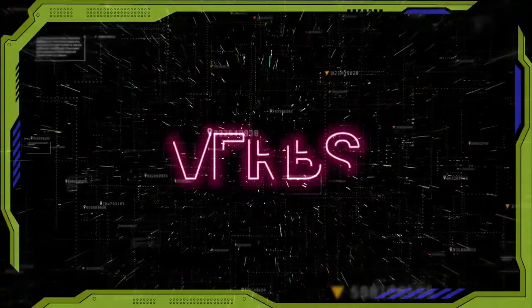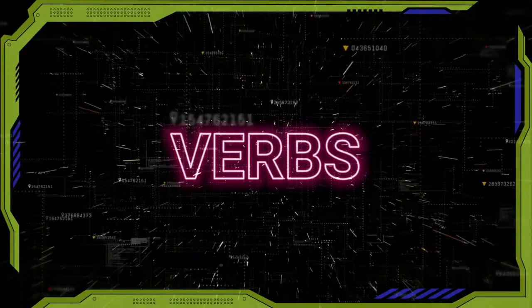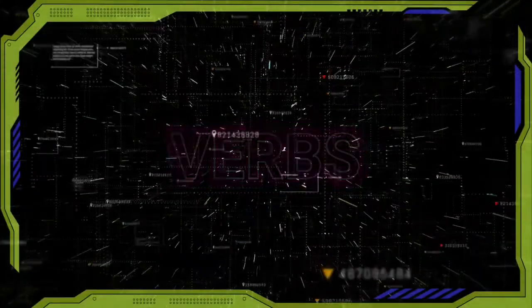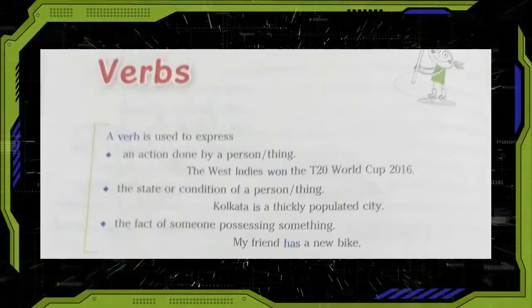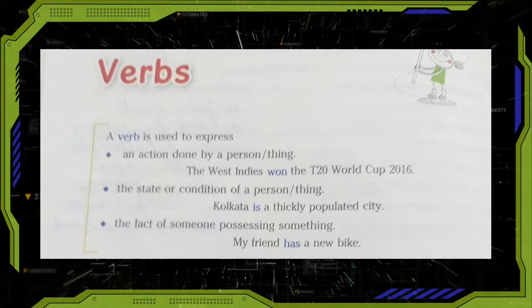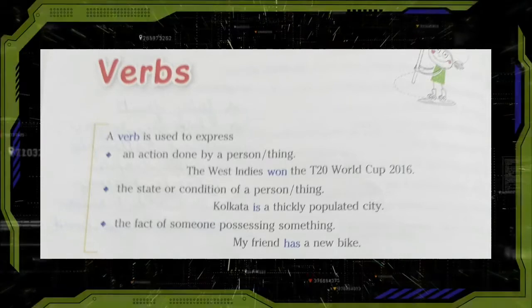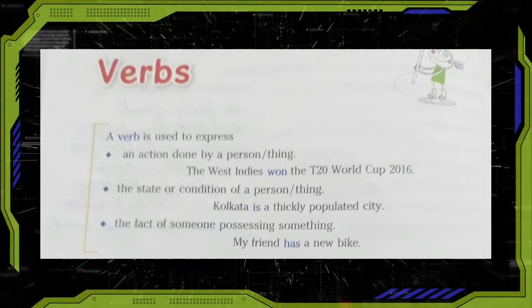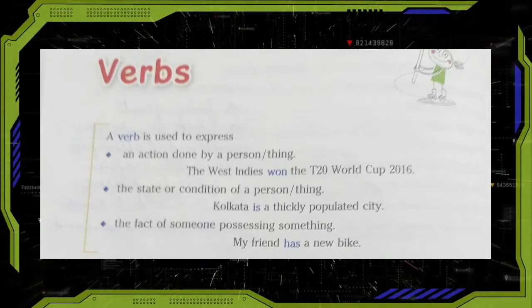Today, we are going to learn a grammar part, verbs. First, we will see what is meant by verb. A verb is used to express an action done by a person or thing. I repeat, a verb is used to express an action done by a person or thing.